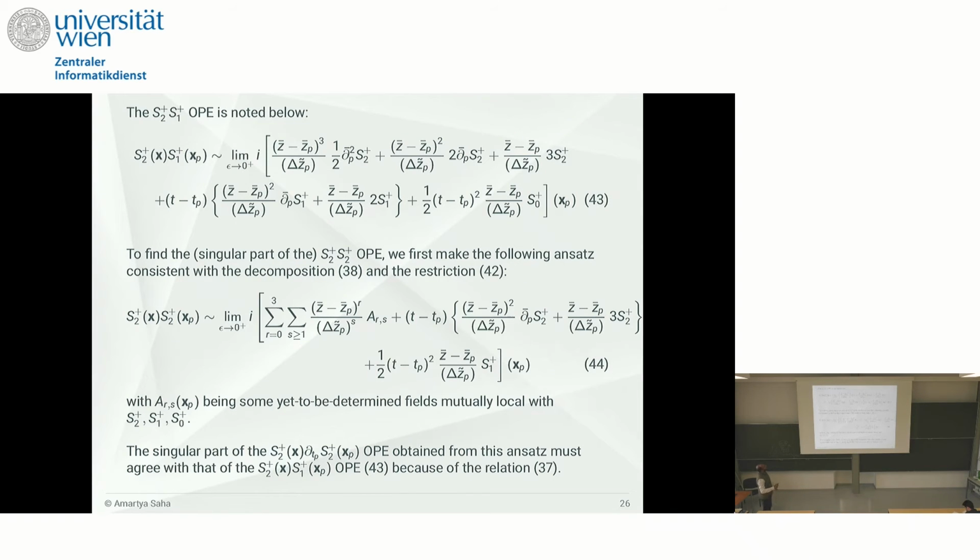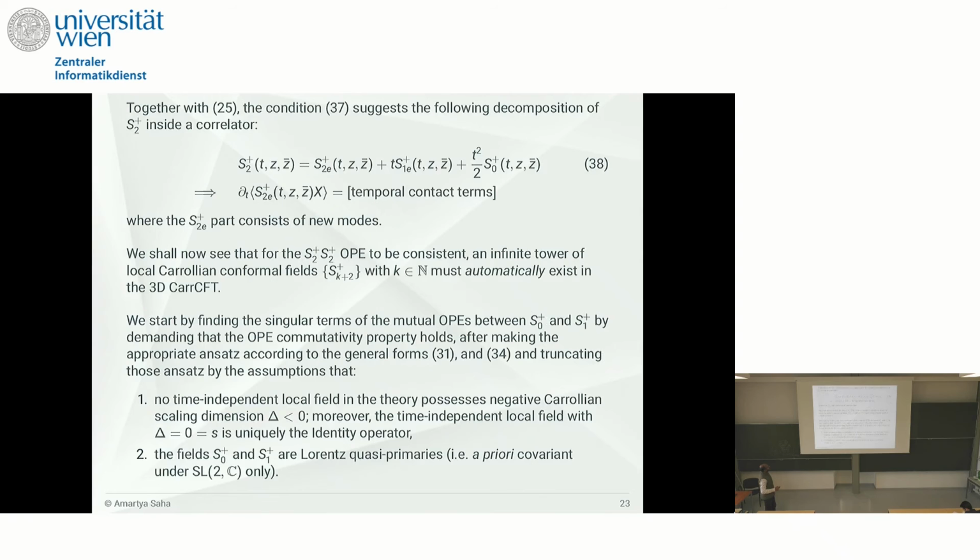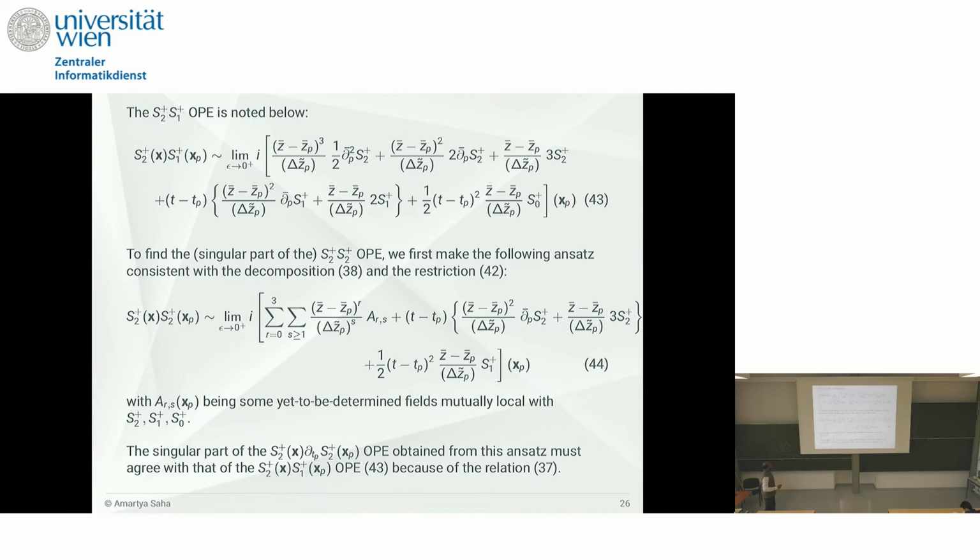Fine. So now, after we have found the truncation, we can directly find this S2 plus S1 plus OP from bosonic commutativity. And now we are ready to find this S2 plus S2 plus OP. For S2 plus S2 plus OP, we have to make an ansatz that is respecting all the constraints on S2 plus, like these, and there is one constraint like this. So respecting all these constraints, I make an ansatz for the S2 plus OP. So this is truncating at order 3 for anti-holomorphic variables.